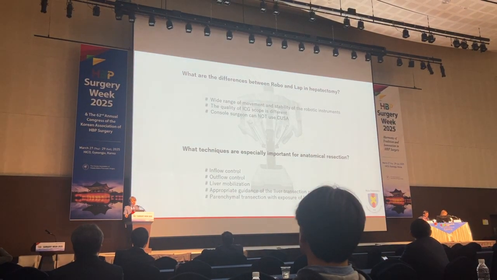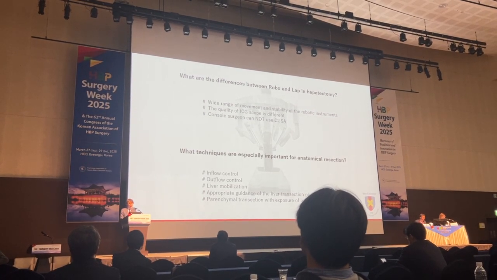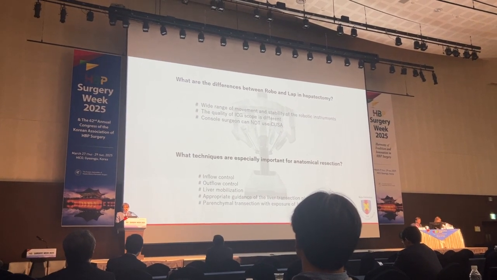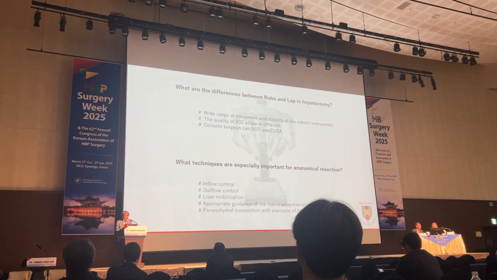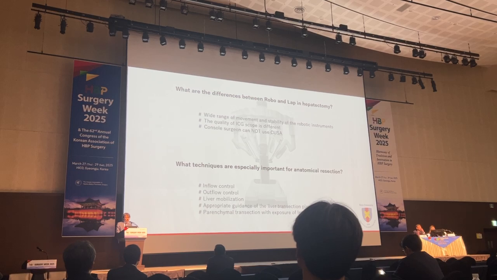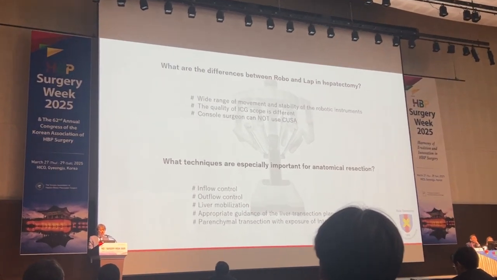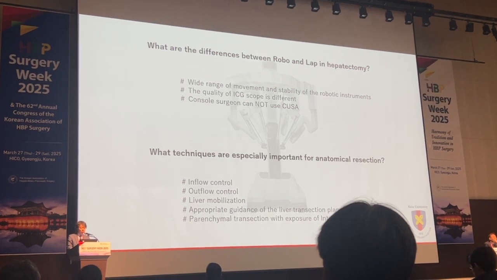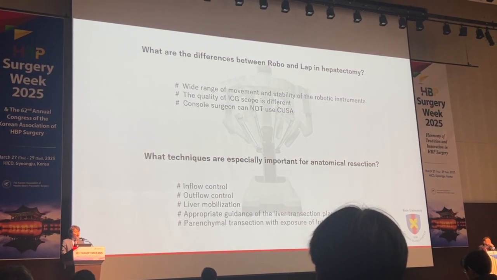So as you all know, there is a major difference between the robot and laparoscopic surgery. Now we will show you the three differences when performing the liver resection. One is the wide range of movement and the stability of the robotic instrument. Second is that the quality of the ICG scope is different, and the console surgeon cannot use the CUSA.